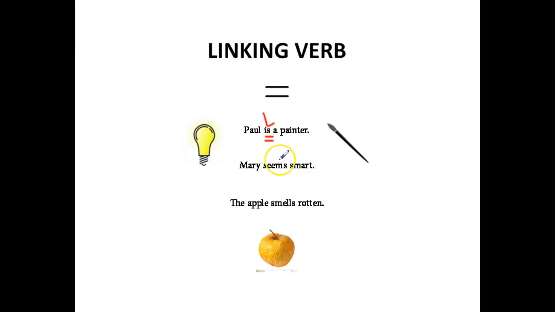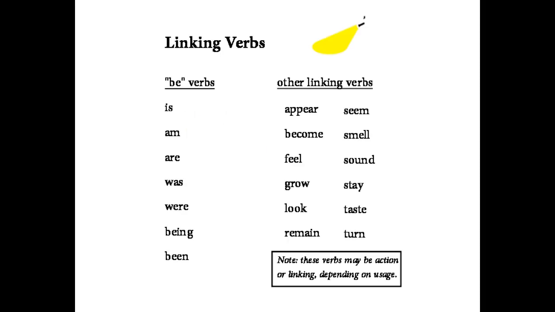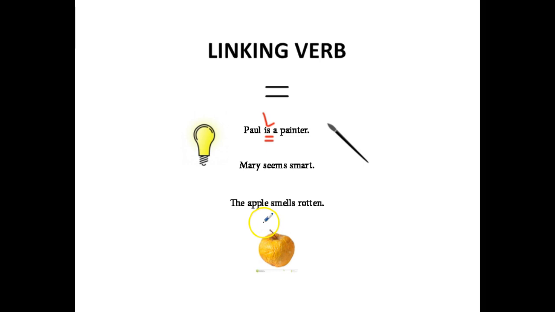But this one here, Mary seems smart. Well, okay, this is a verb, "seems," and it's on that list of verbs that could be either one. See, there it is, seem, okay? So what are we going to do? Well, we'll definitely double underline it because it's a verb. Now we've got to decide linking or action. Well, I'm going to tell you how to do that.